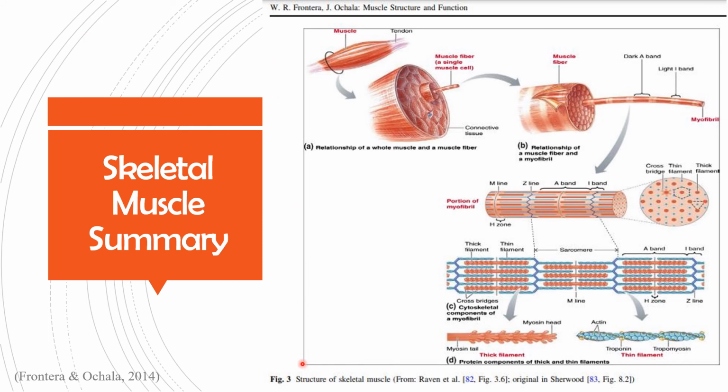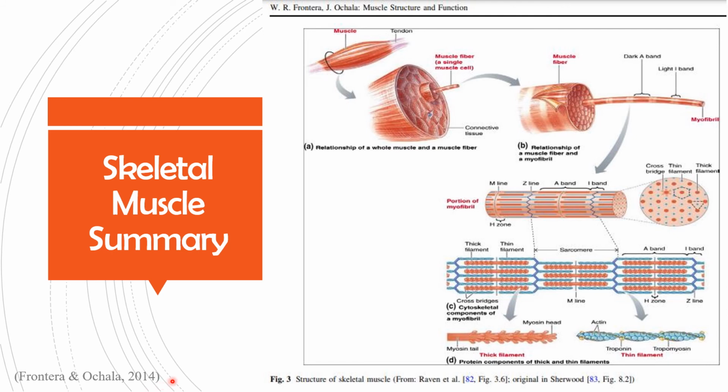The picture actually comes from a journal article from Calcified Tissue International, which is a peer-reviewed journal. It was written by Frontera and Ochala. You'll see the citation down here. Their review paper that they published in this journal is called Skeletal Muscle: A Brief Review of Structure and Function. It is a very informative piece that talks about exactly what it specifies.